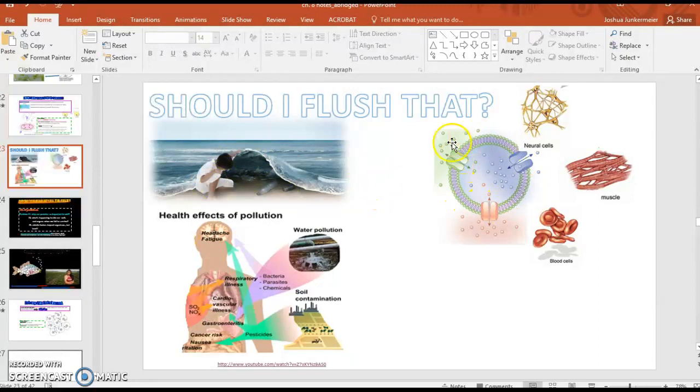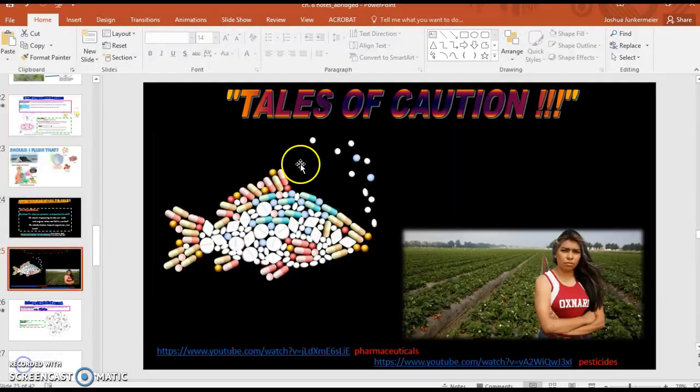Now your cells have the membrane, and hopefully they can prevent that from happening, but if they can't, the pollutants are going to go inside the body. They're going to enter. Same with all these other things. Pesticides and chemicals, the higher concentration will try to move into the area of lower concentration in your body if they can. So again, I know I'm always trying to scare y'all and get you to care about the environment and what's going on there, but these are tales of caution.